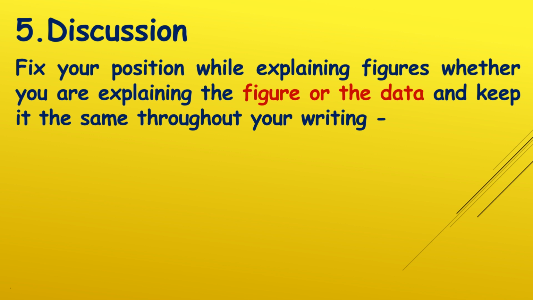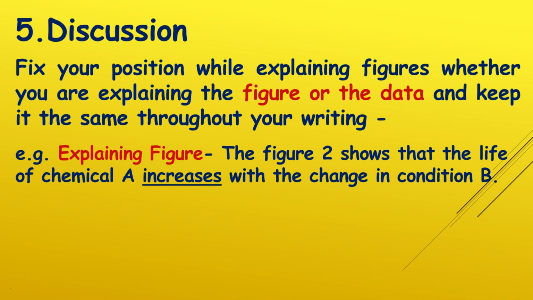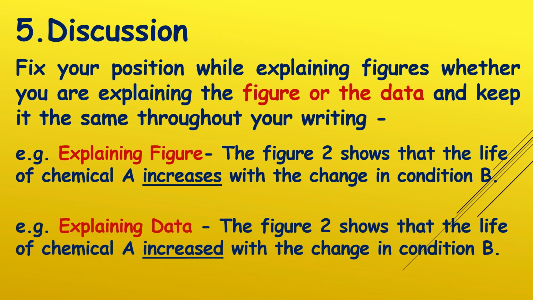In the first example, let us take when we explain the figure. The figure 2 shows that the life of chemical A increases with the change in condition B. So in this way I am explaining what I am looking at in the figure. But when I am looking at the figure but explaining my data which was observed earlier in the past, I say the figure 2 shows that the life of chemical A increased with the change in condition B. So in this way I am explaining my data but mentioning the figure.